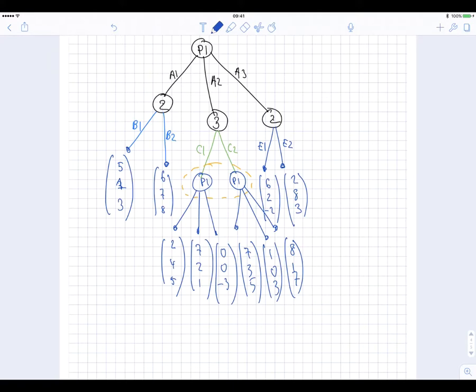Let's start with some basic stuff first. How many pure strategies does each player have, let's say? Let's go. Player 1. How many pure strategies does player 1 have?